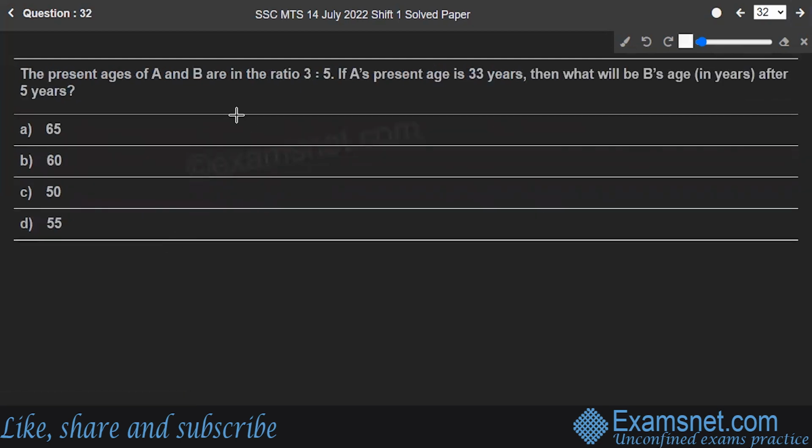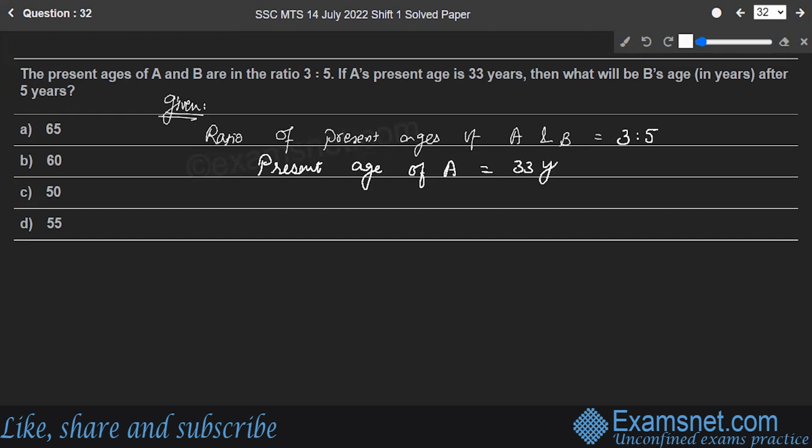The present ages of A and B are in the ratio 3:5. If A's present age is 33 years, then what will be B's age in years after 5 years? So first thing that you are given is the ratio of the present ages. Ratio of present ages of A and B is 3:5. Also, present age of A is equal to 33 years.